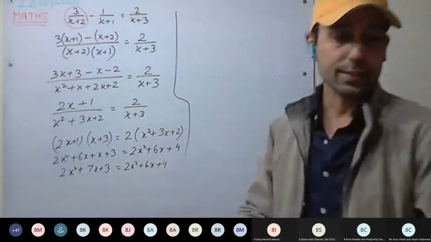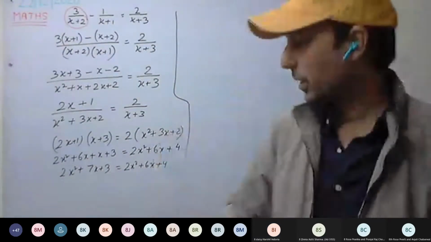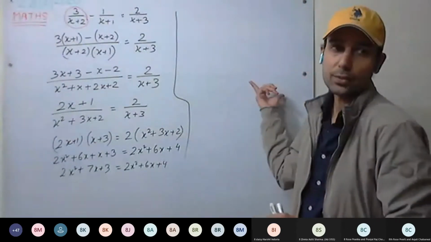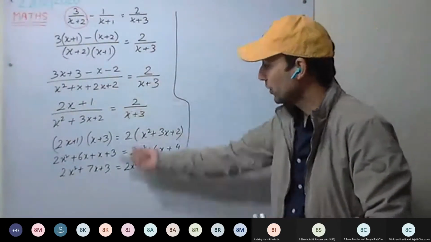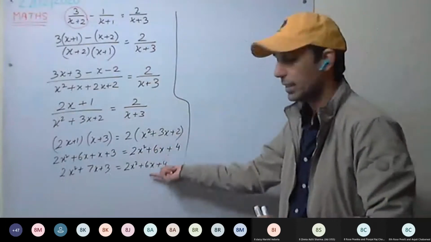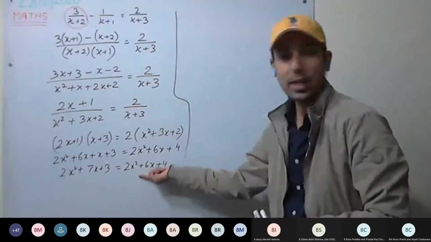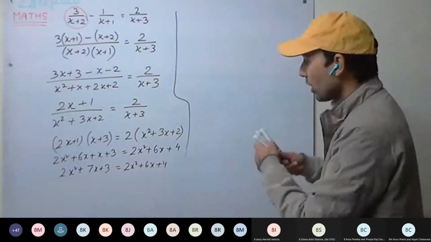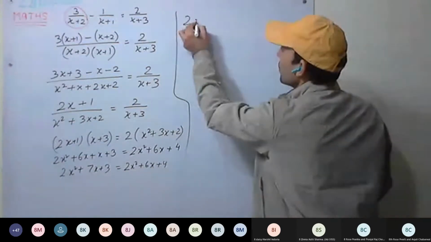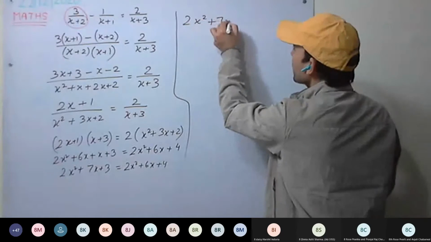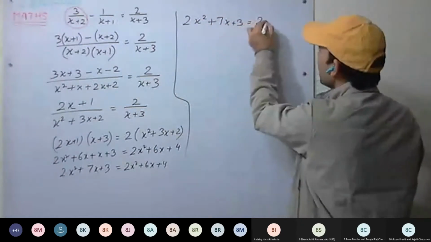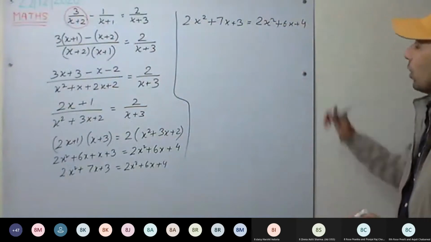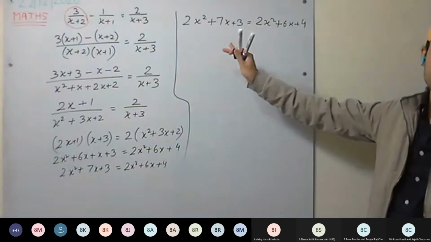For this exercise, I'll be a bit slow because this is the basics. Next exercise is about word problems. So the solution will be like this, but these are the basics, so I'm a bit slow here. You may have made some mistake there. Go through it once and check. Now what we have got? 2x square plus 7x plus 3 equal to 2x square plus 6x plus 4. All the x terms on the left hand side.